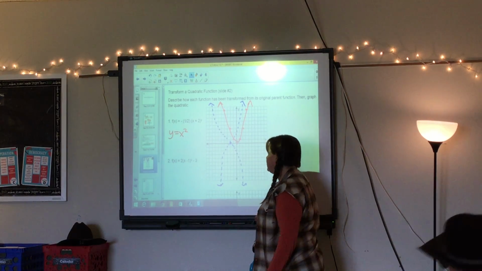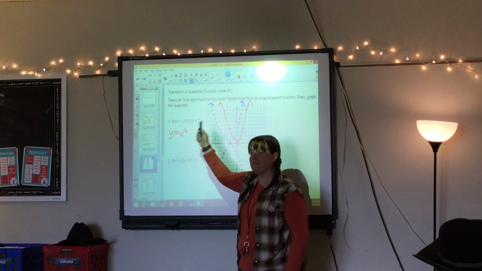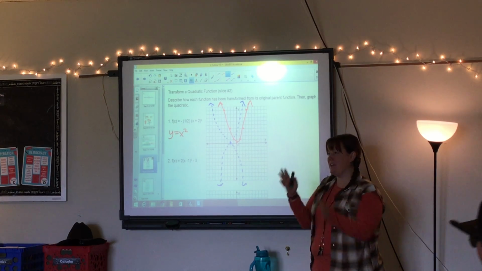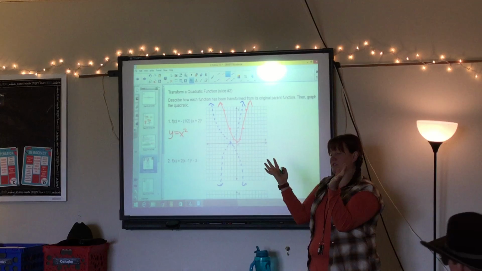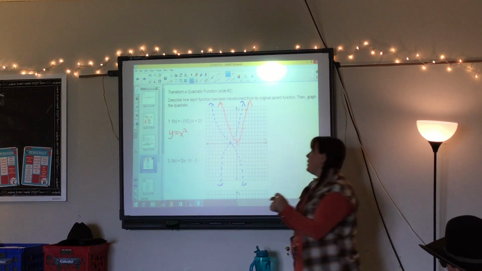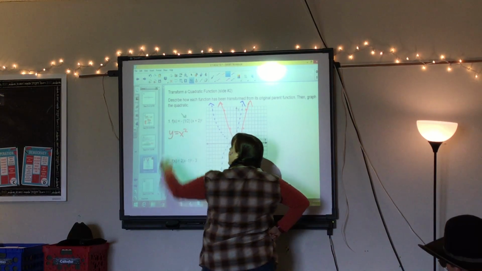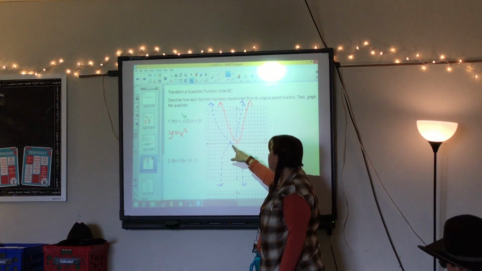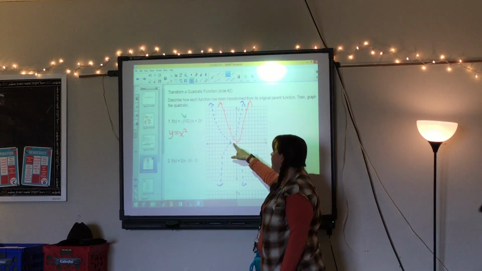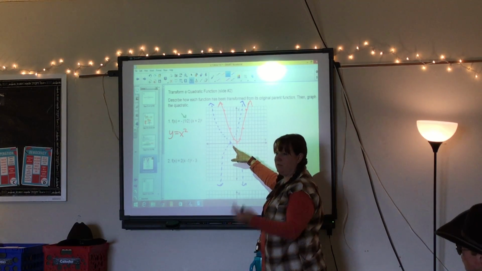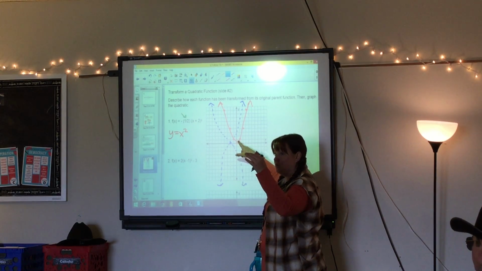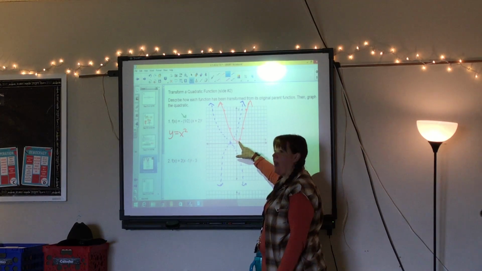And the final one we need to figure out is what does that 1/2 do? It makes it fatter. It gives it a vertical compression, because what we just did is multiply every y value that comes out by 1/2. Normally I would go over 1 and up 1, right here. Instead, my y value is going to be multiplied by 1/2. So I'm going to go over 1 and only up 1/2.